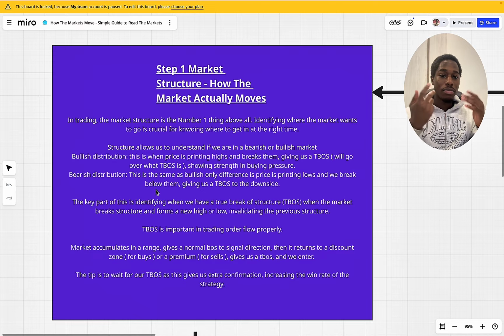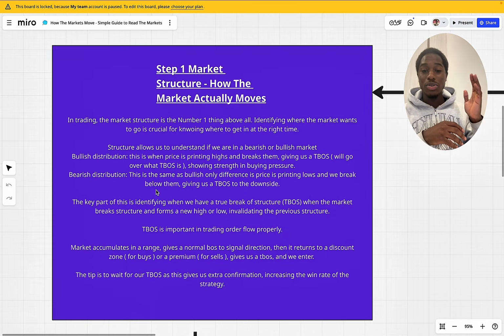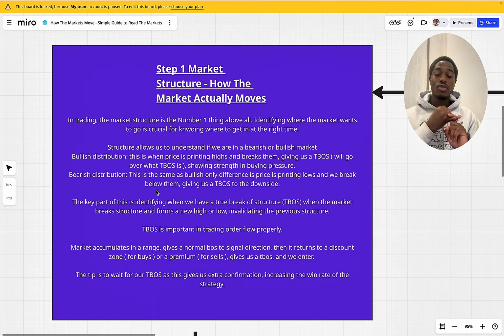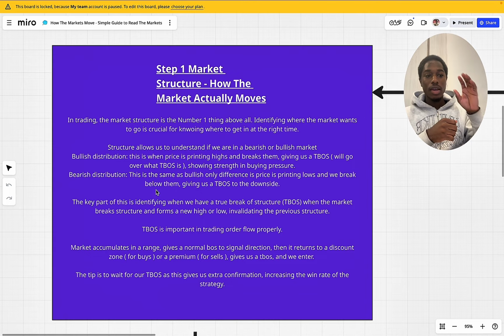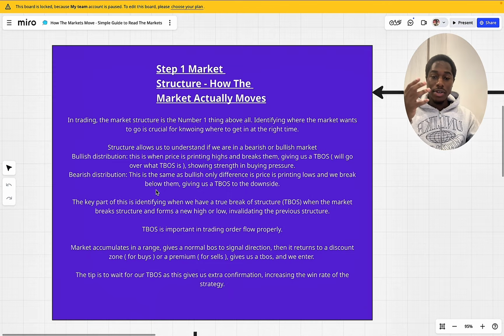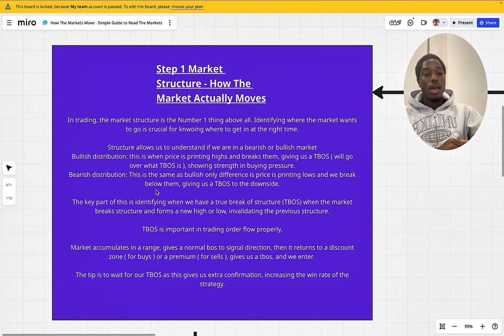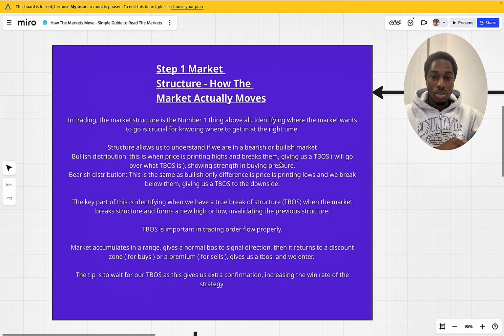You're just going to be gambling pretty much. It's just going to affect you in the long run. You're going to be hitting a lot of stop losses and you're going to be very, very confused. So structure is very, very important because it literally gives you the direction where a market wants to go. Structure allows us to understand if we're in a bearish or in a bullish market.